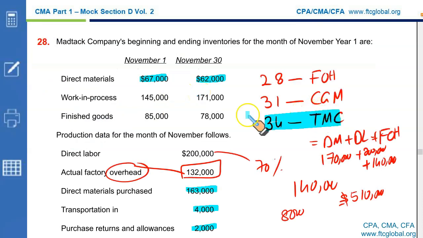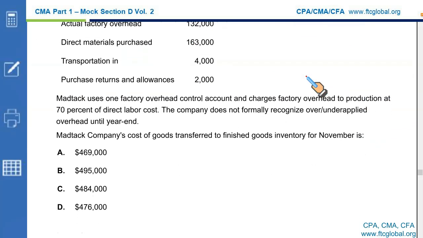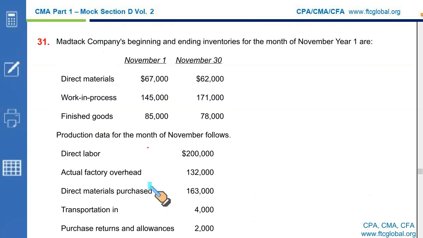Now let us do question number 31. Here we have to calculate the cost of goods manufactured, which is equal to total manufacturing cost, which we just calculated. We calculated total manufacturing cost to be 510. To this we add our beginning work in process 145 and deduct your ending work in process. This will give you the cost of goods manufactured. So the answer to question number 31 is going to be 484,000 as your cost of goods manufactured. This is it. 484, that's the cost of goods manufactured and transferred to the finished goods. So this part is done as well. Question 31 gone.